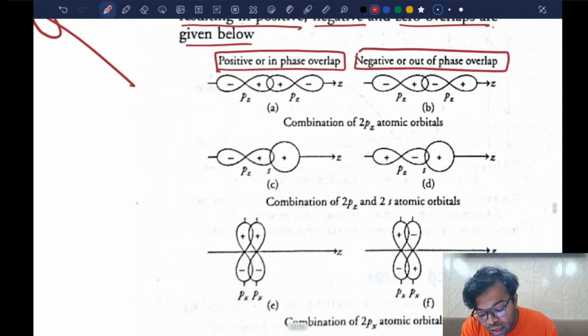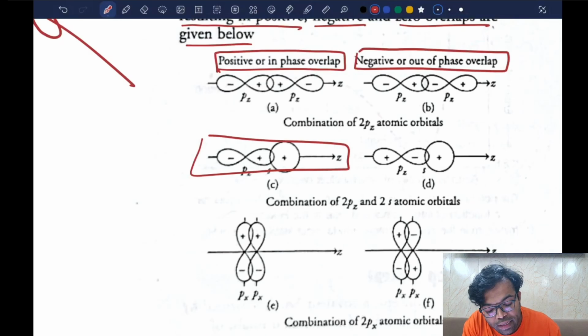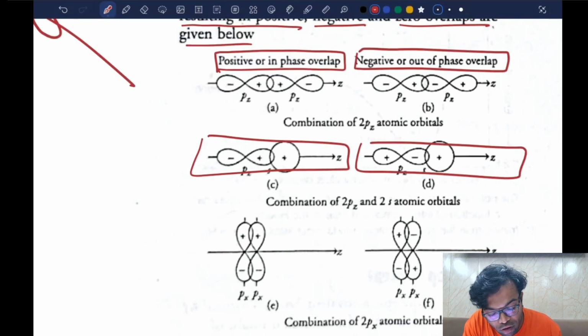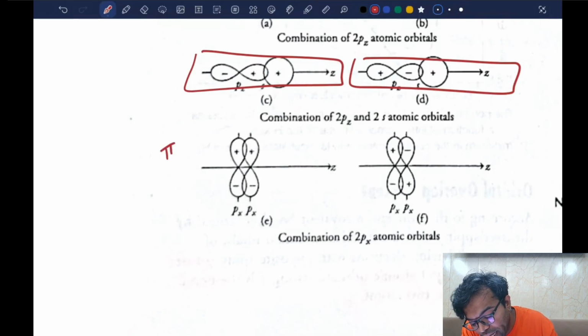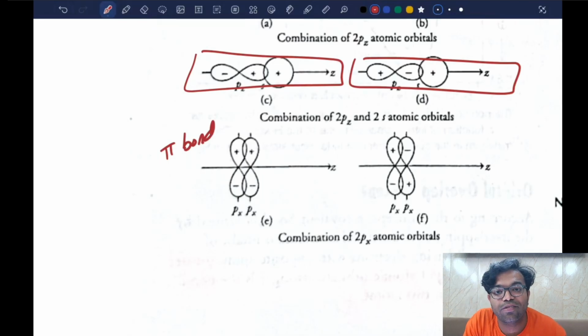Okay, now similarly you have the s and the p overlap like this. The pz and the s, this is also another type of overlap formation. Next, you can have something known as a sideways overlap. This is what is used to form the pi bond. This is known as sideways overlap.